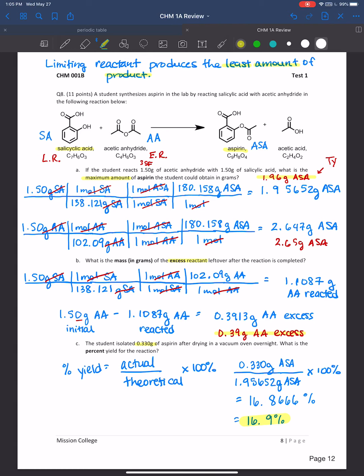All right, so I hope that this was a good example for you on how to approach percent yield problems, a good reminder of what it means to have a limiting reactant and how to calculate that, in addition to calculating what excess reactant and how much is left over.